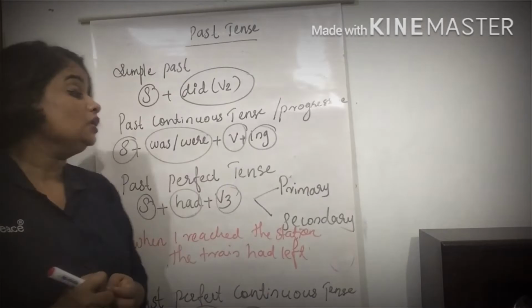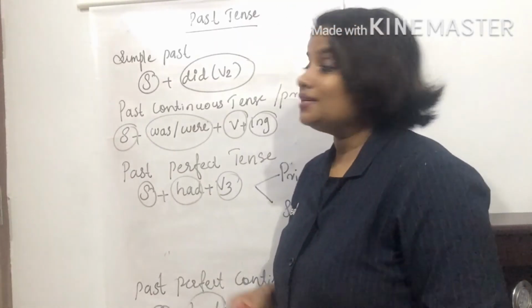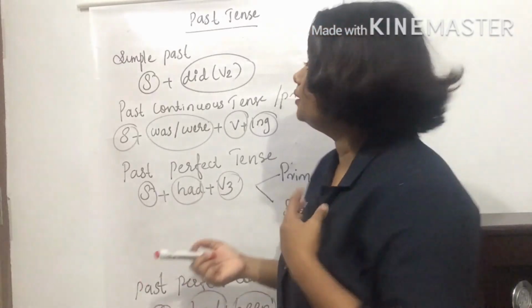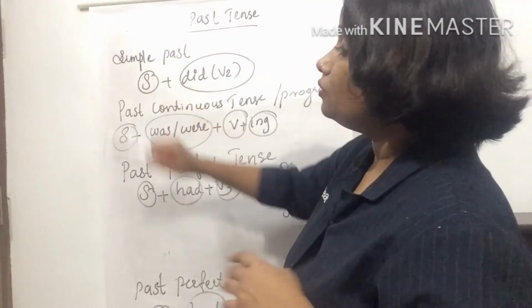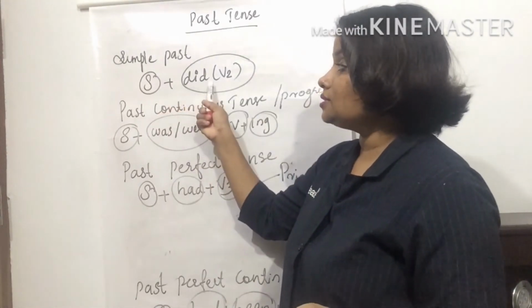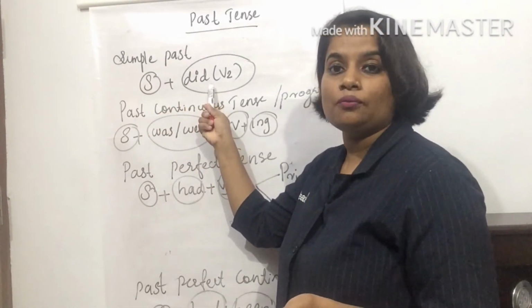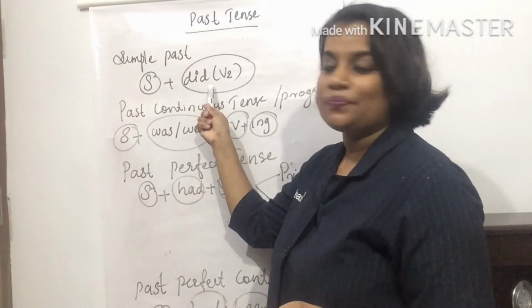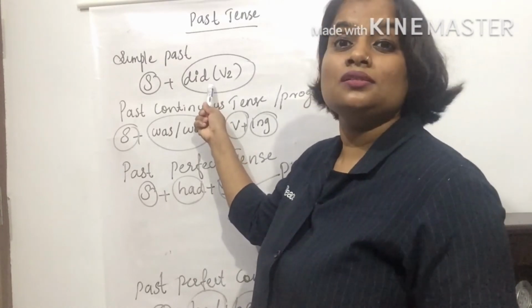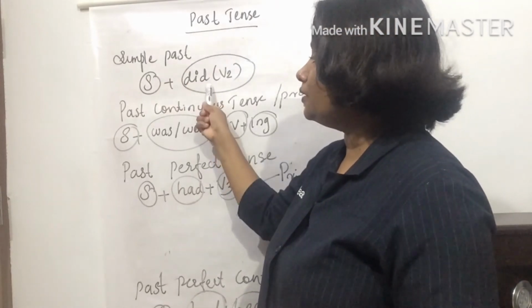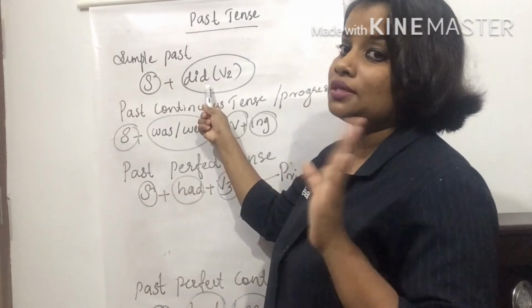What we discussed about the simple past tense, the action which happened yesterday. The structure of the statement is: the subject comes first, the second is the verb second form. I ate. Because this is the did form, in simple past we use the did form, that is the verb second form.